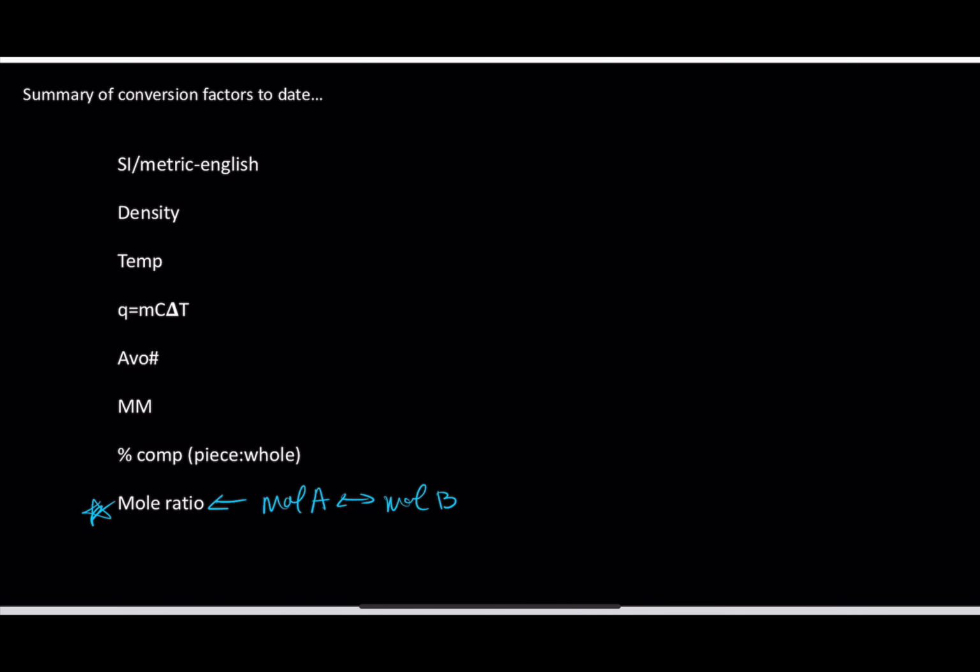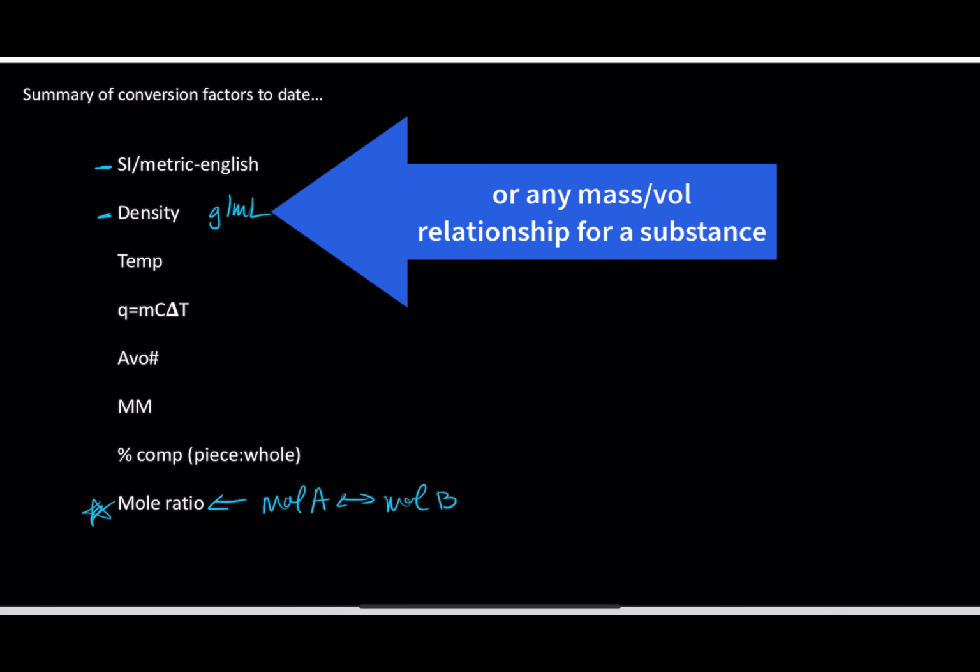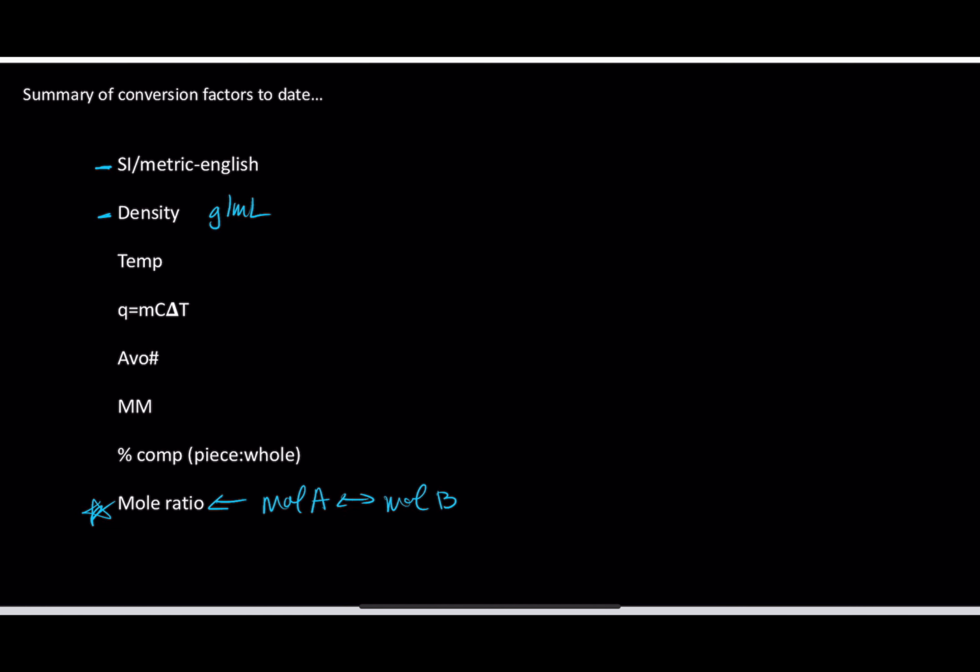So if we think about all the conversion factors we learned back in chapter 2, all of those are the SI and metric ones. So that could be joules to kilojoules, or grams to pounds, but it's always of the same thing, like grams of CO2 to pounds of CO2, for example. Density, that's the same thing. If we want to say grams per mil, it's grams of CO2 per 1 milliliter of CO2.